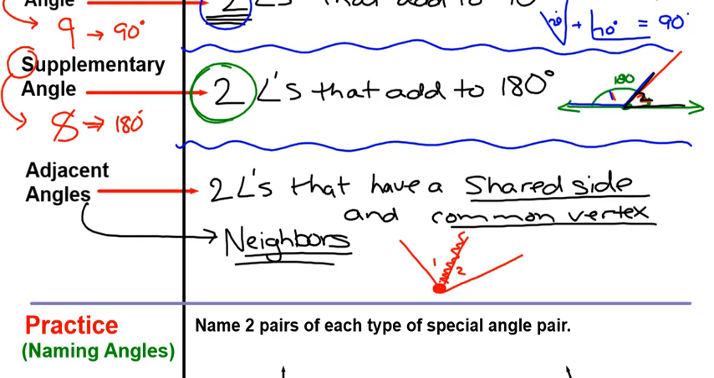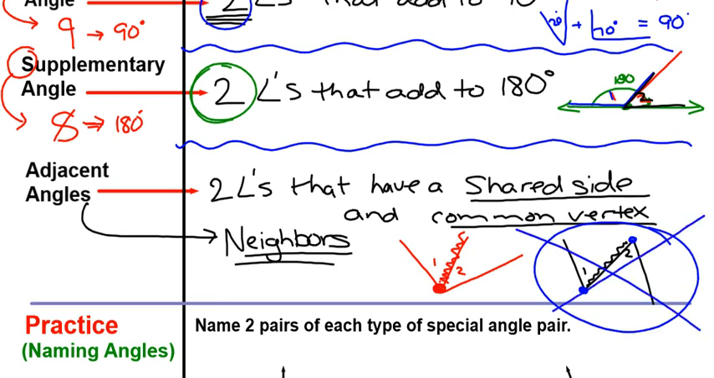But if I draw angles like this, angle 1 and angle 2, are they adjacent angles? And the answer is no. Why not? They have a shared side, but they each have their own vertex, so they do not have a common vertex. So that diagram is not a good diagram. Adjacent angles are 2 angles that have a shared side and a common vertex.